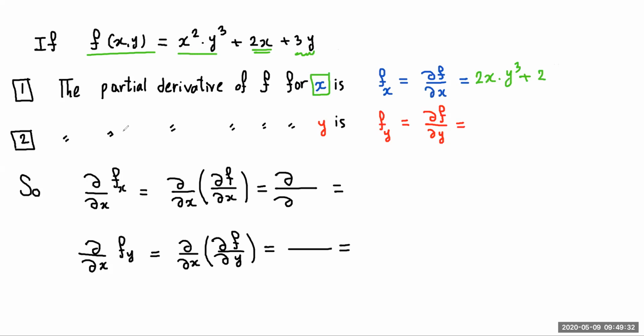Okay, now the partial derivative of f with respect to y. To calculate this, we will consider x as constant. So what is the derivative of x power 2 times y power 3? The derivative of y power 3 is 3y power 2. So 3x power 2, y power 2. The derivative of this term is 0. Then, because this is constant for y, the derivative of 3y is plus 3.